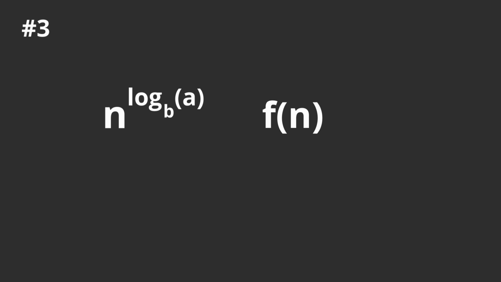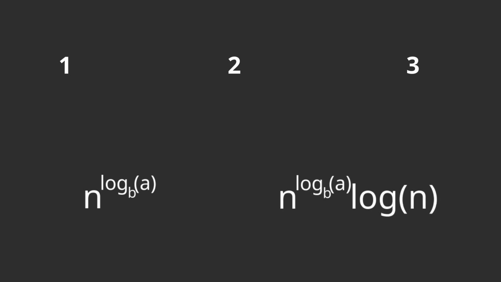And scenario 3, n raised to the power log to the base b of a is less than f of n, which is to say our combined step takes longer than our recursive step. If this is the case, our function is equal to big O of f of n. And that's it, 3 scenarios, and you really only need to memorize how to calculate how long the recursive step is going to take and scenario number 2. The runtime of cases number 1 and number 3 are really just equivalent to the dominant term of our function.